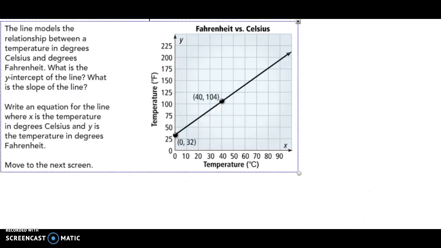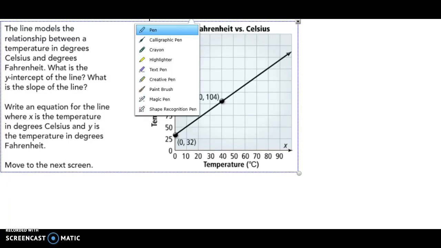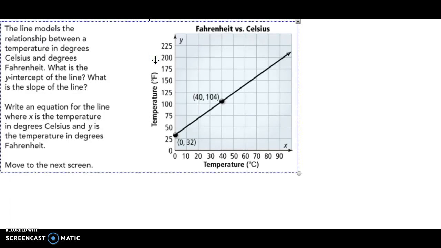The line models the relationship between a temperature in degrees Celsius and degrees Fahrenheit. What is the y-intercept of the line? What is the slope of the line? Write an equation for the line where x is a temperature in degrees Celsius and y is a temperature in degrees Fahrenheit. So let's first highlight the information that we have.